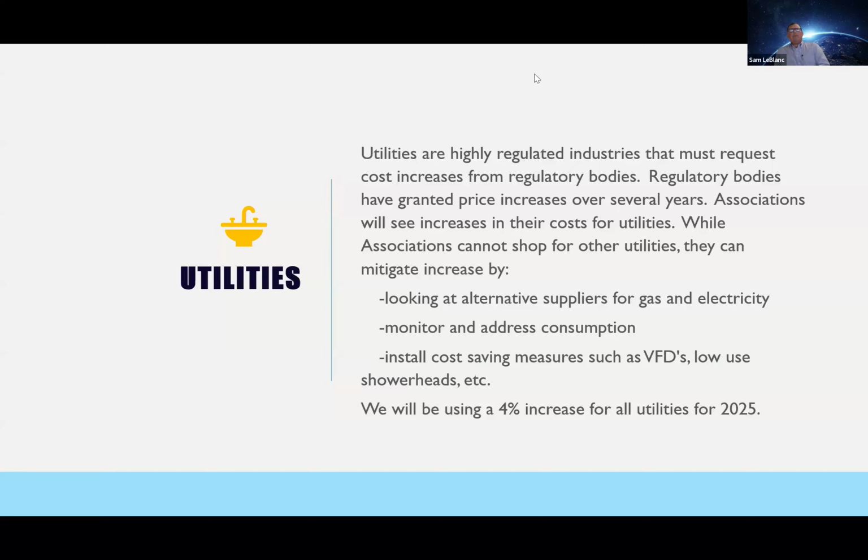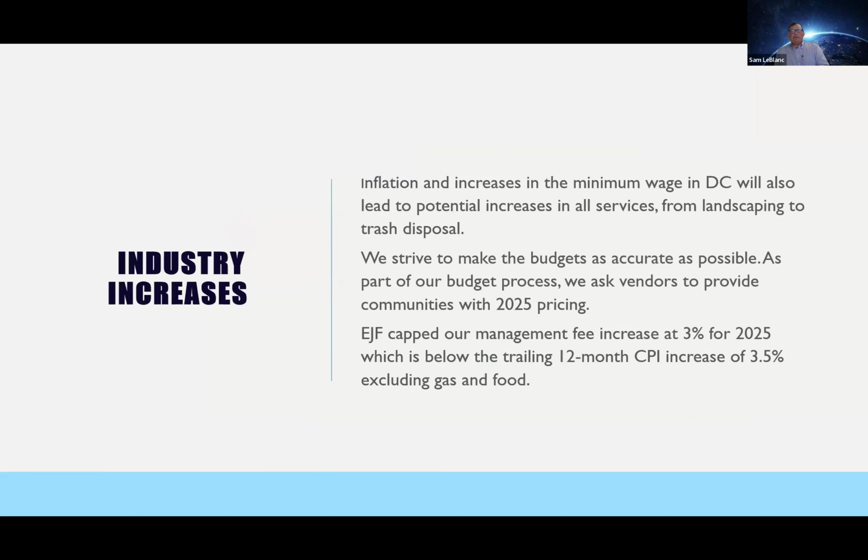Across the board, we're going to be building in 4% increases for all utilities. That's just the way we're going to build the budgets. We see these amounts going up and we're anticipating about a 4% increase.